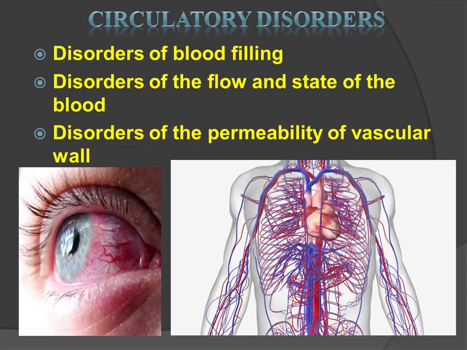Hemodynamic disorders can be divided into three main groups: disorders of the blood supply, which are arterial hyperemia, venous congestion, and ischemia; disorders of the permeability of the vascular wall: bleeding, hemorrhage, plasmorrhagia; and last, disorders of the flow and state of the blood: stasis, sludge syndromes, thrombosis, and embolism.